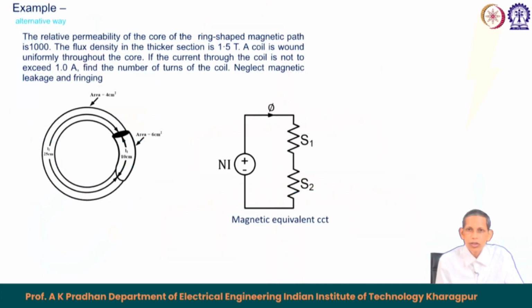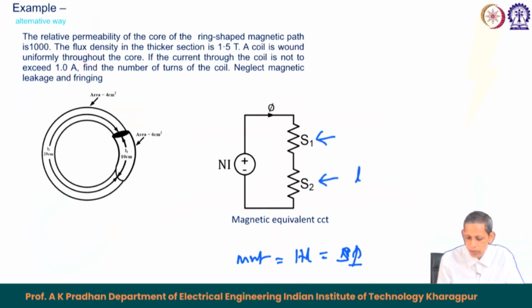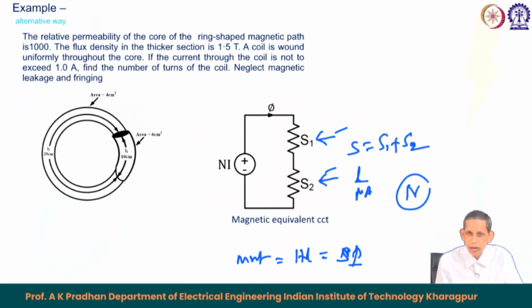However, this question can be answered in another way also, as we have already discussed. MMF equals H into L, and this equals S into phi. If we find S 1 and S 2 from the L by mu A formula, S 1 for the thicker part and S 2 for the thinner part, then from there you can find the equivalent S equals S 1 plus S 2, multiply it with the corresponding phi, and find the required number of turns for the coil. You can also try this and find the same conclusion.